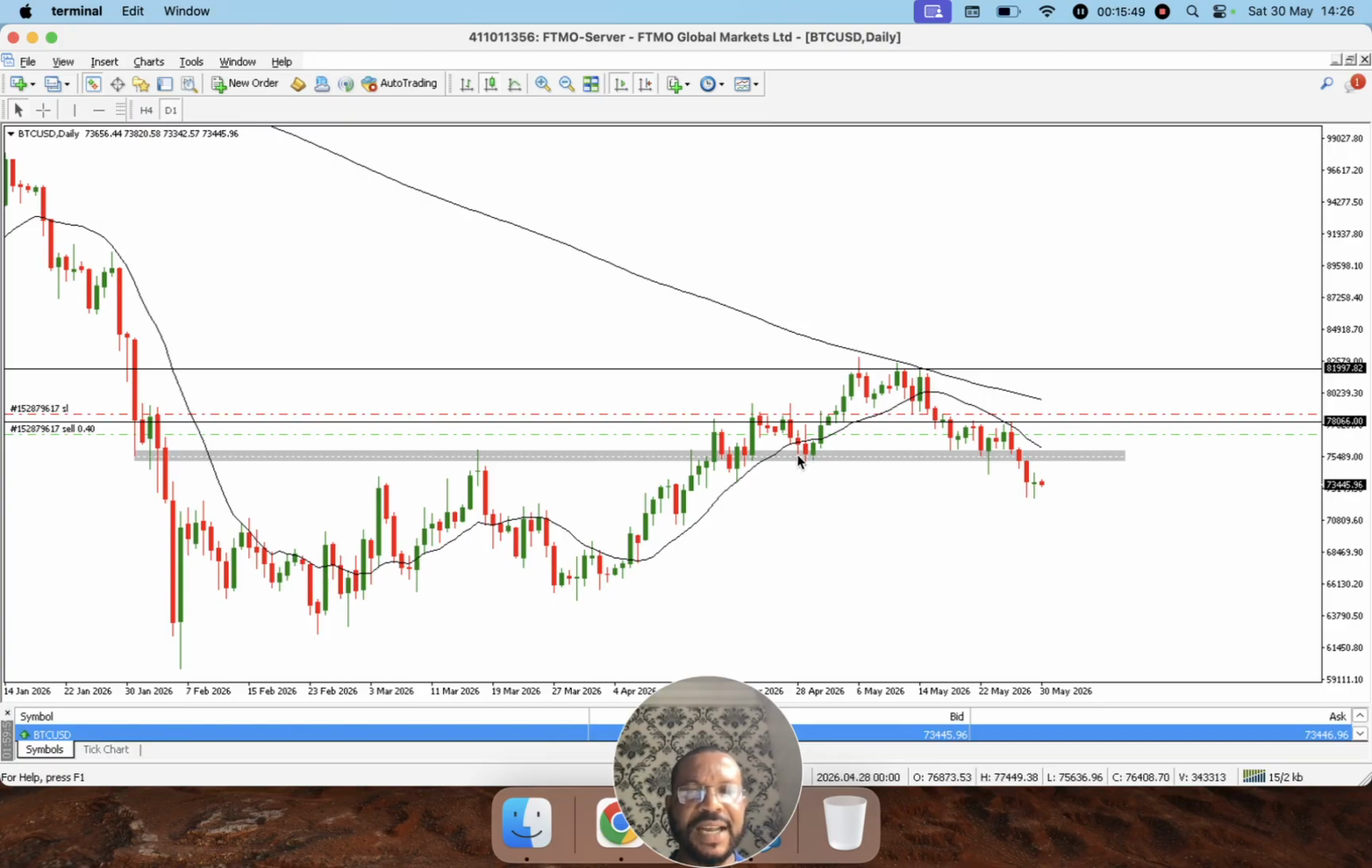I'm looking at this area, which is a good area: it acted as a support here, a resistance here, a resistance here, and a support here. I'll be waiting to see if the buyers can push back to this area. From there, I'll wait for the sellers to come in and I'll join them. Let's go over to the 4 hour time frame.